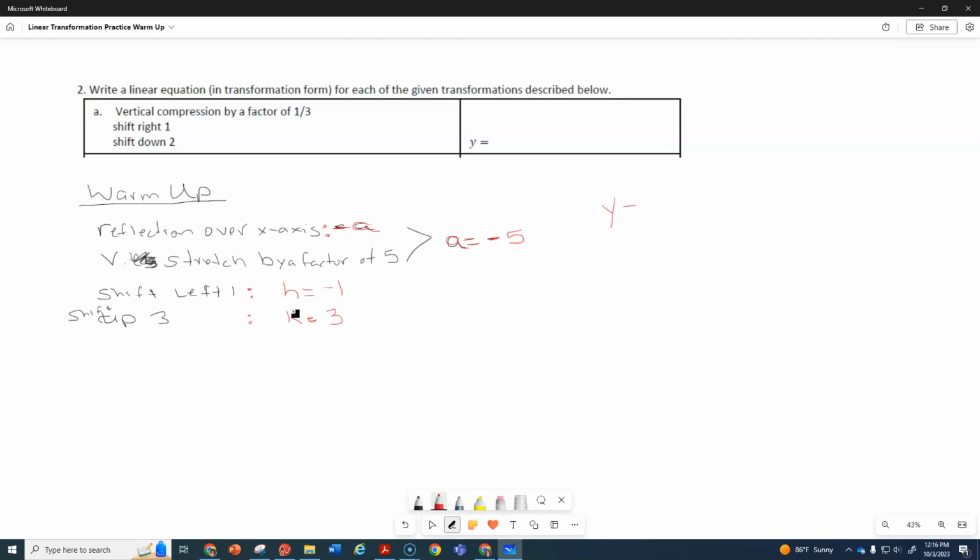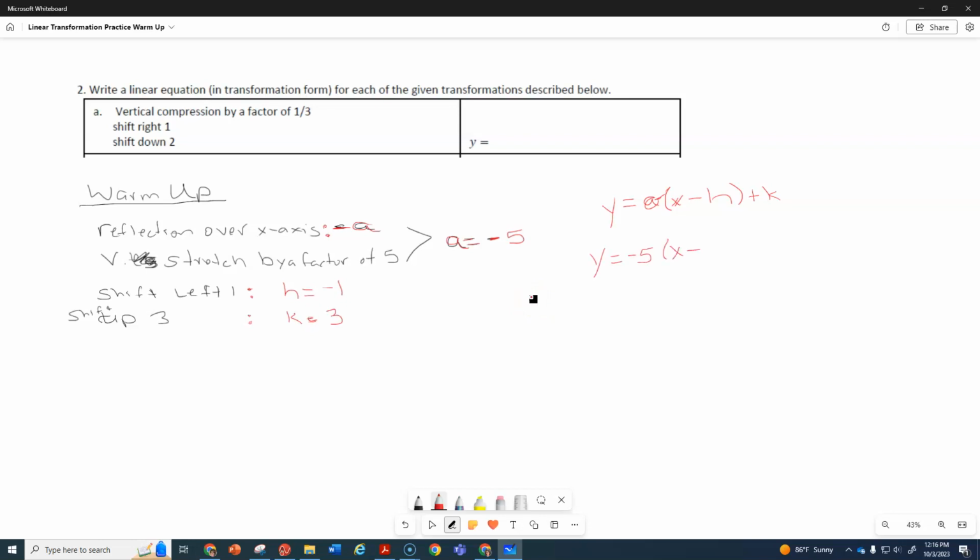Now you just need to know that the equation is y equals A times x minus h, plus k. There's the formula. You have that memorized. So put these 3 pieces of information right here. The A goes right here, the H is going to go right here, and the K is going to go right there. So I'm simply going to replace the A with a -5.